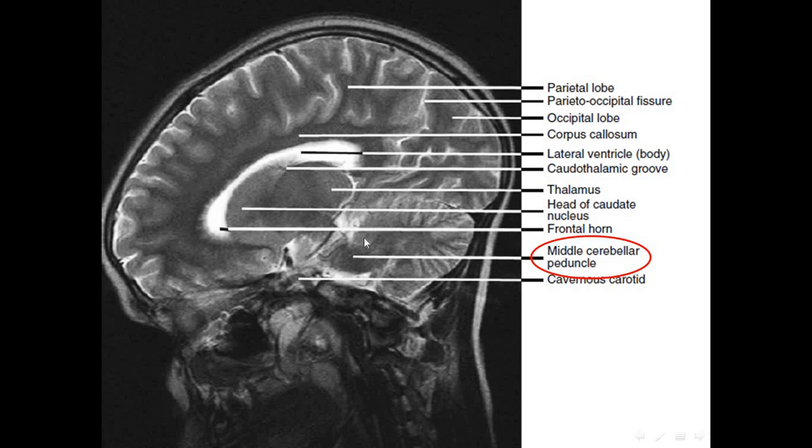And this is the middle cerebellar peduncle. It's the largest cerebellar peduncle. But unfortunately in this image the section was taken a little bit far from the pons. This peduncle is supposed to be connecting the cerebellum to the pons.